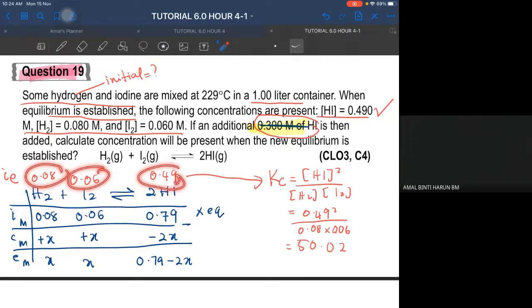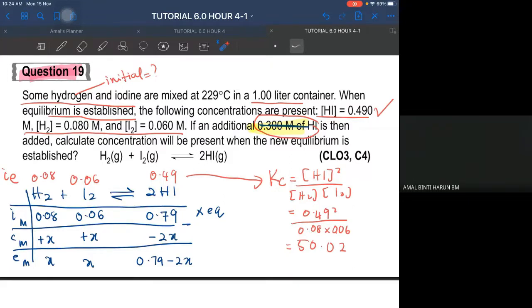Initially it is at equilibrium, but then a disturbance happens when the HI is added. So it's no longer 0.49. It becomes 0.79, right? Because you have added the product. So now what is more? The product is more, and it is no longer at equilibrium.